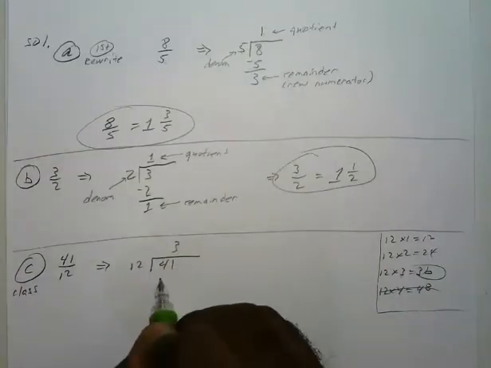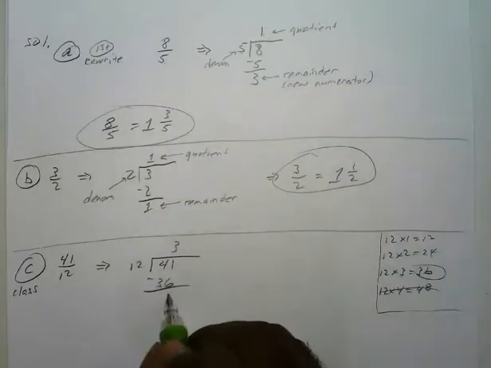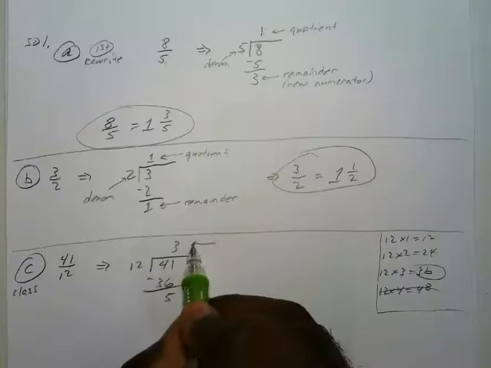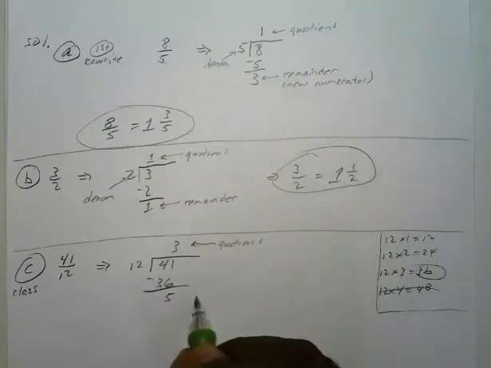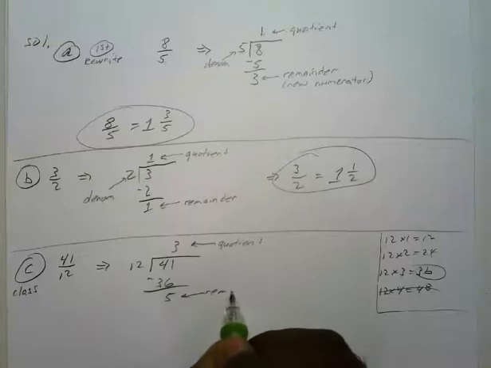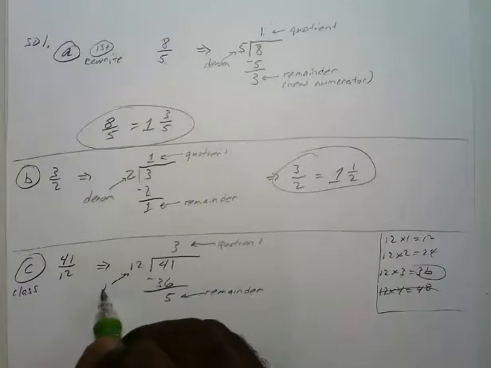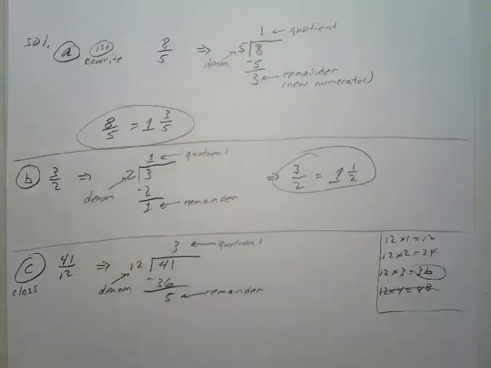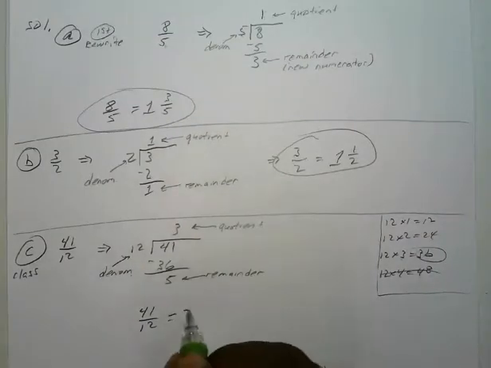12 times 3 is 36. Okay, so if we subtract, 41 minus 36 is 5. So you have your quotient, which is your whole number, your remainder, which is your new numerator, and your denominator stays the same. So we know that 41 over 12 is equal to 3 5/12.